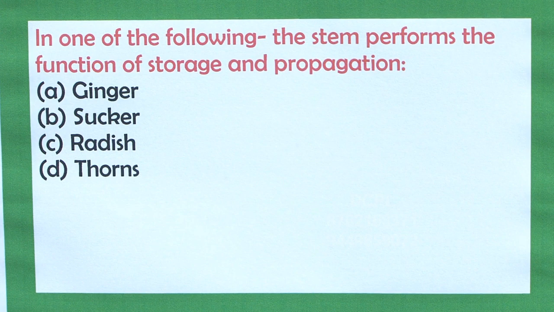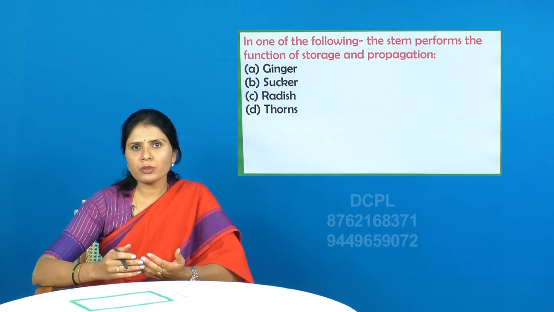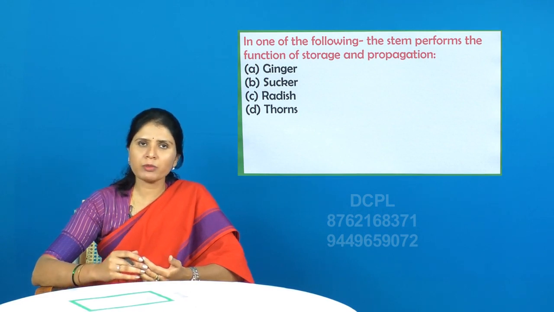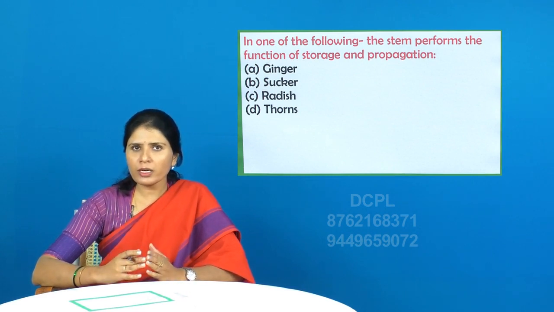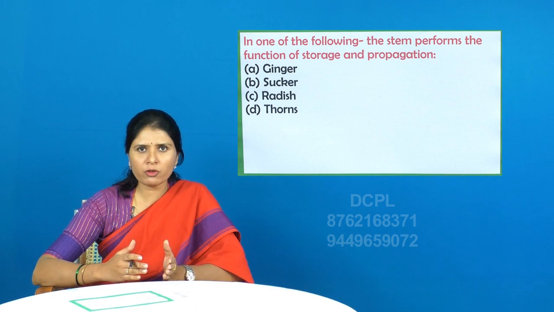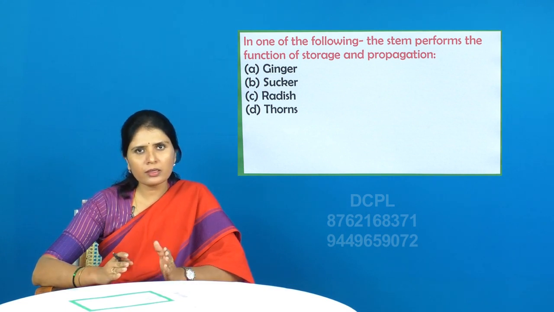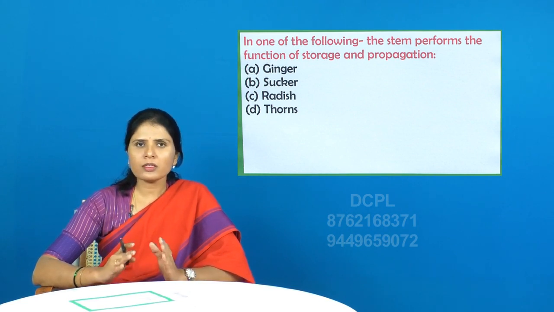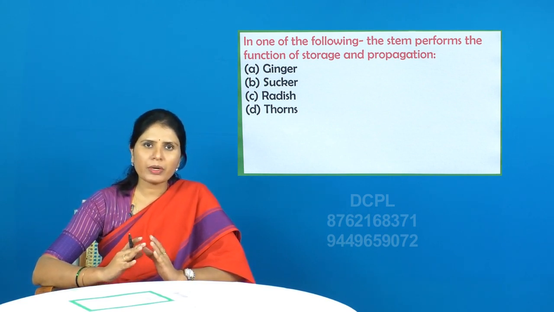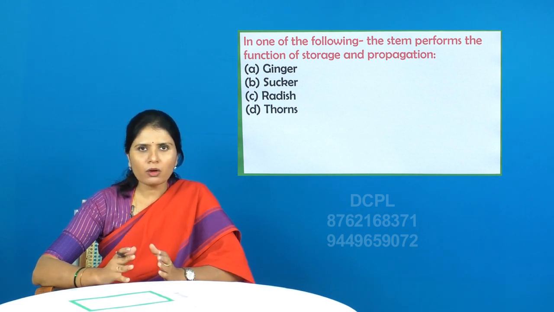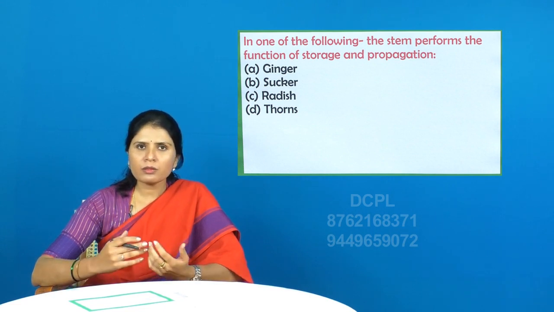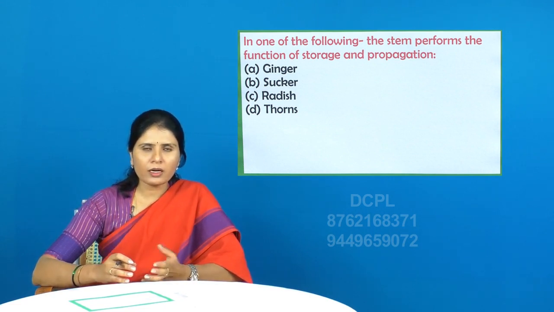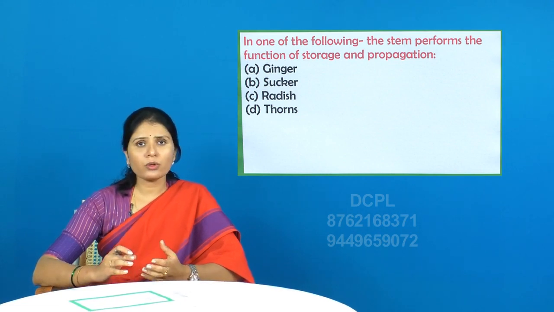Coming to option C, radish, it is for the purpose of storage, wherein the taproot is modified for storage and is called a fusiform root in the case of radish. So, here again there is a partial fulfillment of the question. So, this cannot be an appropriate answer. Coming to thorns, thorns are the structures present for the defense mechanism or to check the loss of water. So, they fulfill neither the storage nor the propagation criteria. So, option D is also rejected.